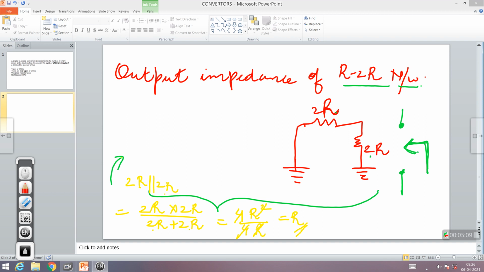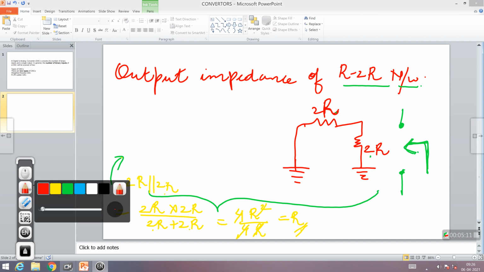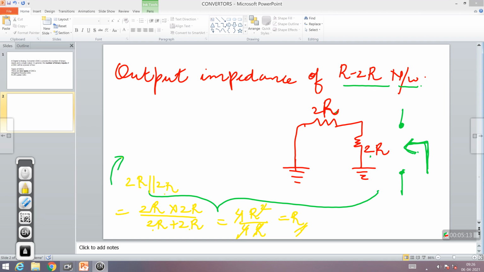And ultimately what will happen is this final network, if you observe, at this point is one common point for this resistor and the second point is a ground point. So 2R and 2R are in parallel, which turns out to be R. So ultimately the entire network that I have shown before can be reduced to a single resistor value R between these 2 points.